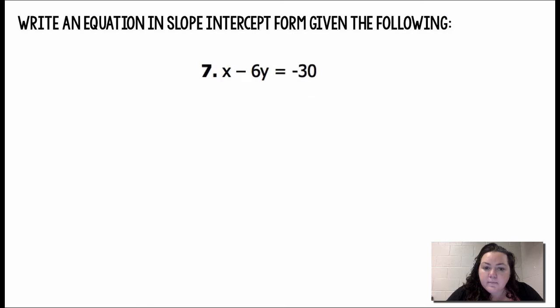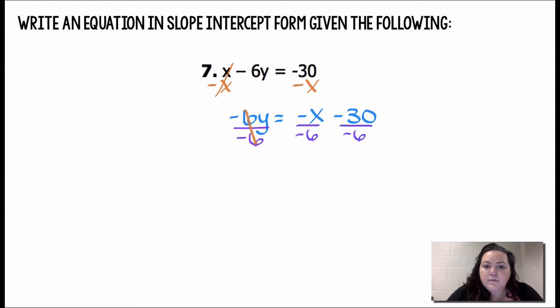Same thing here. Subtract the x on both sides. So I'm going to have -6y equals -x minus 30. Divide everything by -6. That x really had a 1 in front of it, so I had -1 over -6, which became +1/6 x. And then -30 divided by -6 gave me a +5. So y equals 1/6 x plus 5.